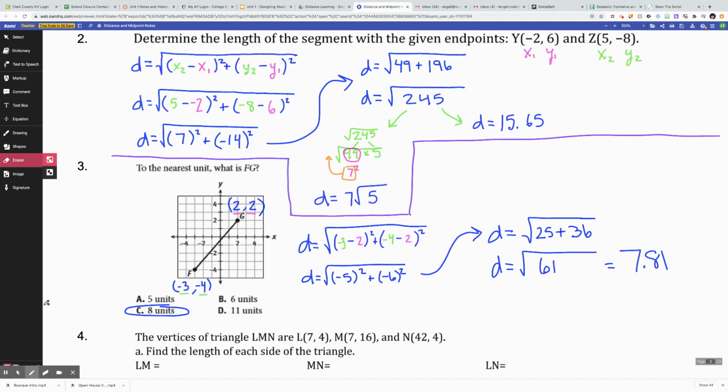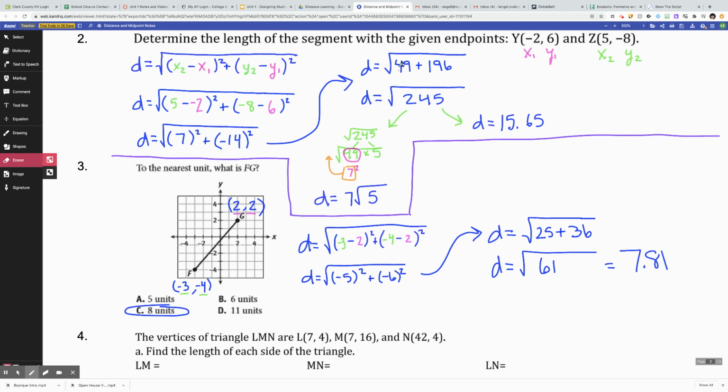All right, everybody, so here are the next 2 problems worked out for you. Taking a look at number 2, this is very similar to number 1, where I just plugged the values in. I labeled my first point y as x1, y1, and my second point z as x2, y2, and I plugged those numbers into the distance formula. I tried to color code them a little bit so it was easier for you to see what I was doing. So I ended up with 5 minus -2, which is 7, and -8 minus 6, which is -14.